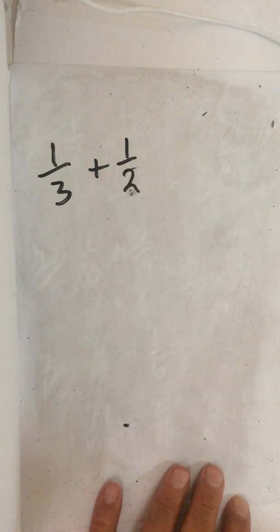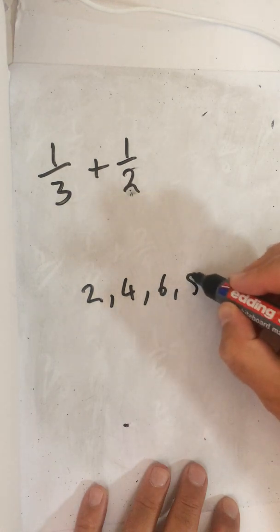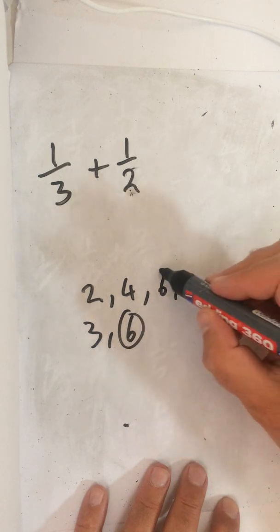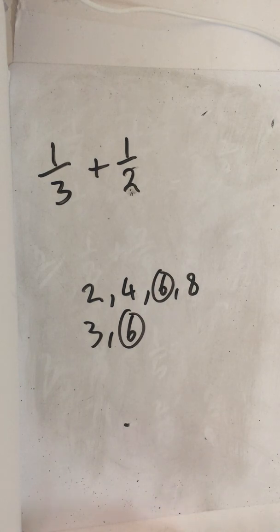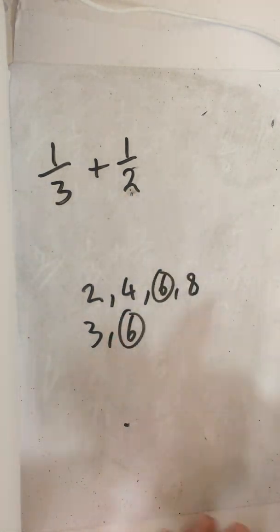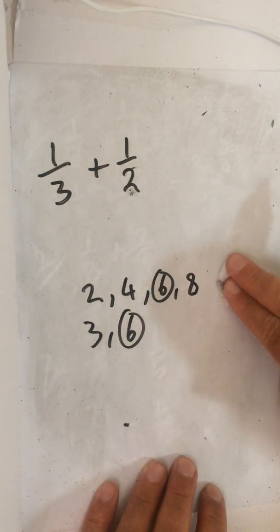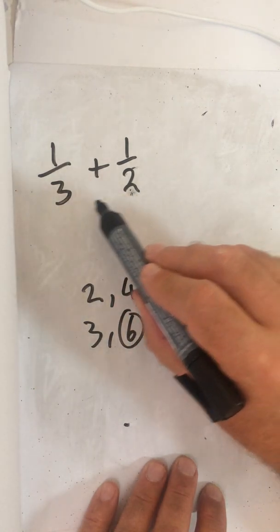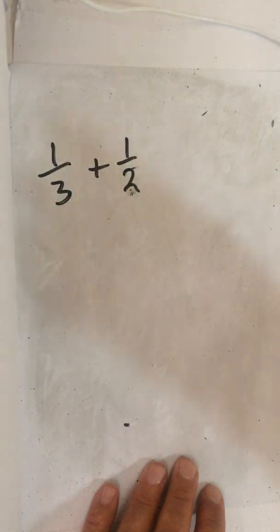Now I can do my 2 times table, 2, 4, 6, 8. I'm going to do my 3s, 3, 6, and I can see straight away they both go into 6. Actually, a bit of a cheat, and it's not always the best way to do it, but if you multiply both the denominators together, it will give you that 6. In these ones I think it's probably worth doing that. So I know 2 and 3 will both go into 6, so I'm going to turn them both into 6ths.